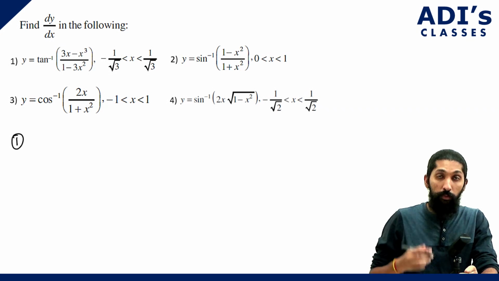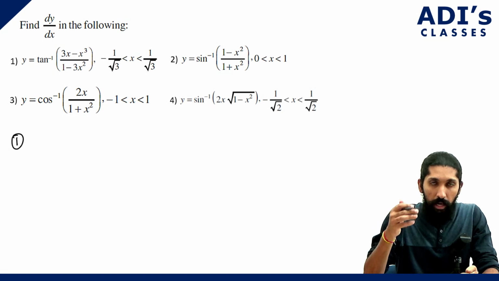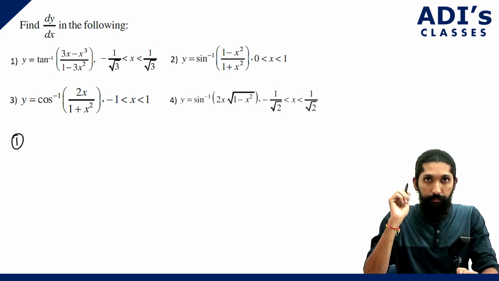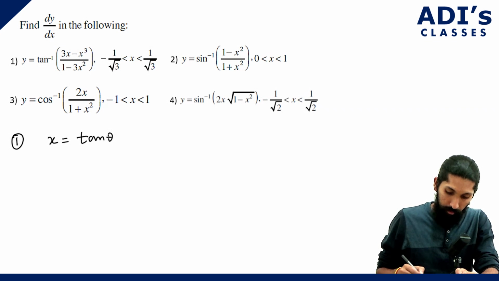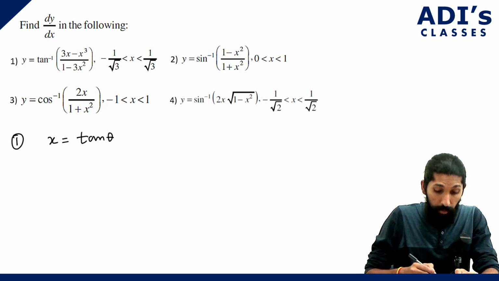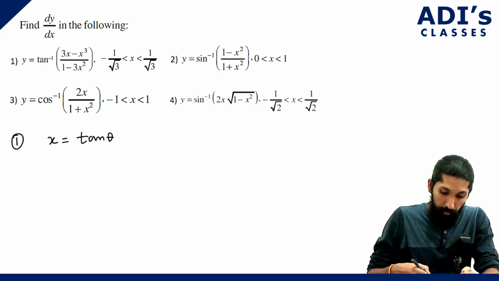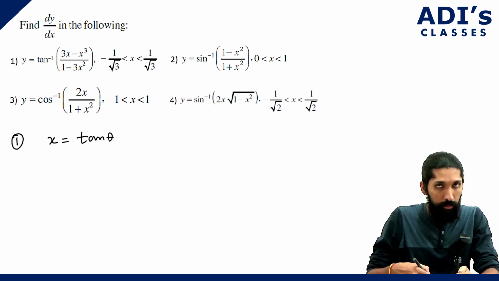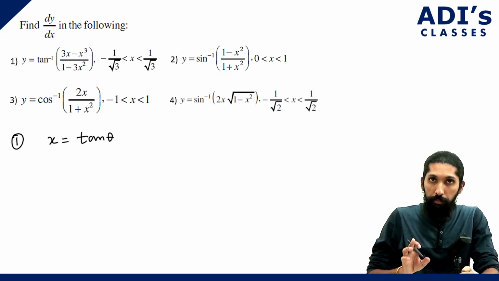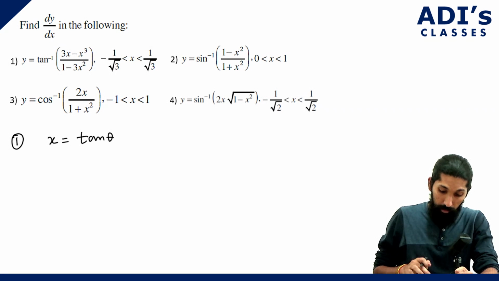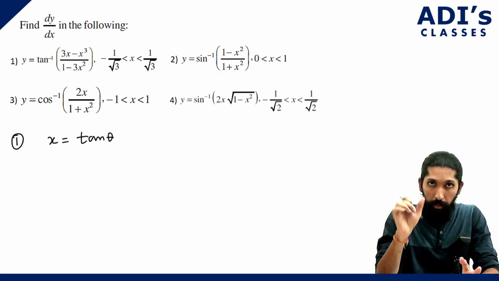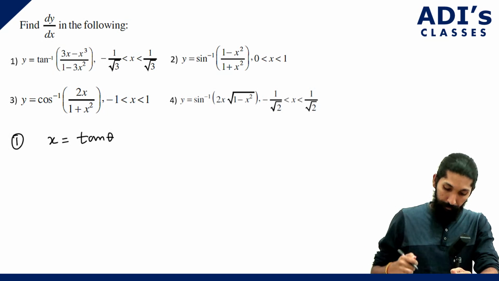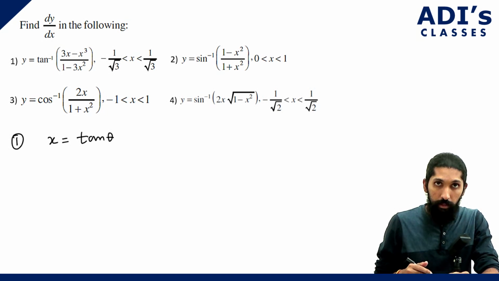Now, what we'll do, we'll substitute x as some particular value. That means here, we'll take x is equal to tan theta. Now they have given you a value for x also. x is between minus 1 by root 3 to 1 by root 3. Yes, so we are abiding by that particular rule itself. That means here theta is between minus 30 and plus 30. That's what we mean by this. Okay. Now x is equal to tan theta.